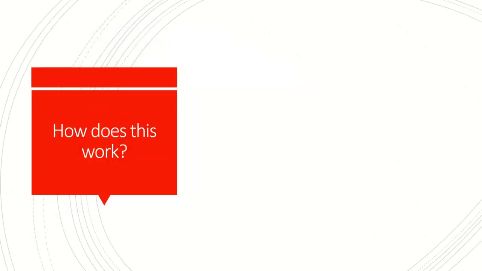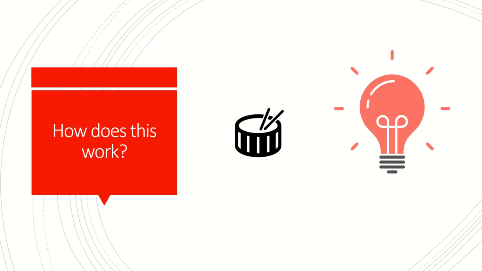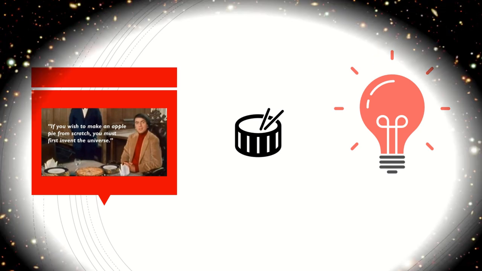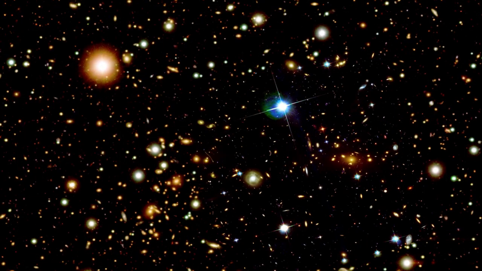So how does this work? Well, to get circularly polarized light, you first need light. But to get light, and yeah, Carl, also to make an apple pie from scratch, first you need to invent the universe. So as far as we know, the universe is made of space, time, and some fields, and that's pretty much it.